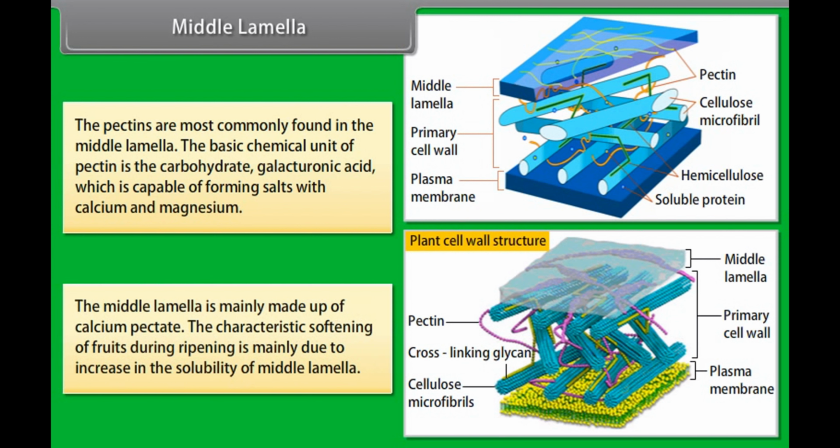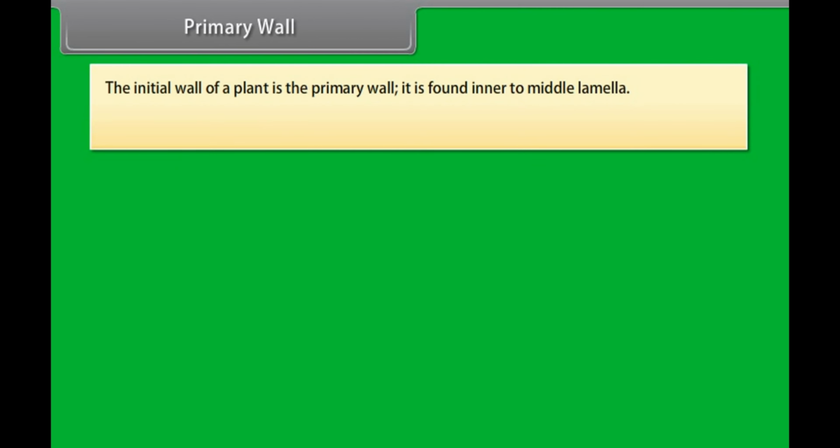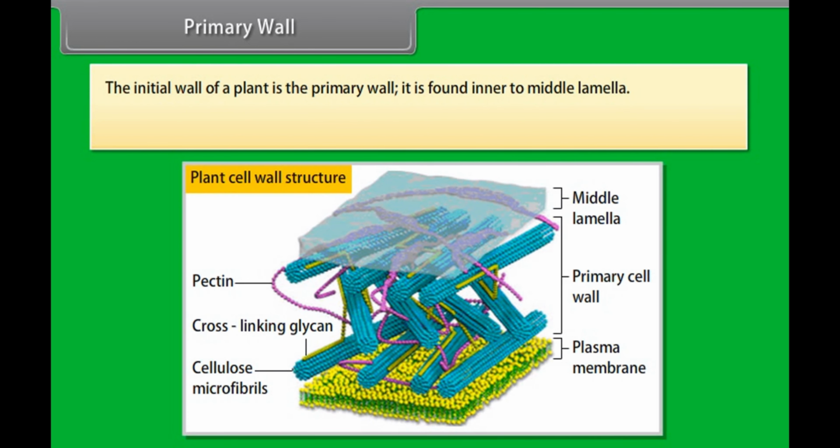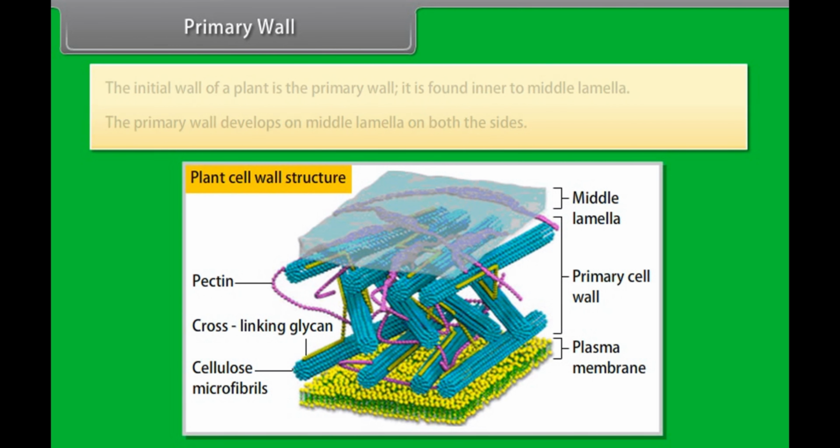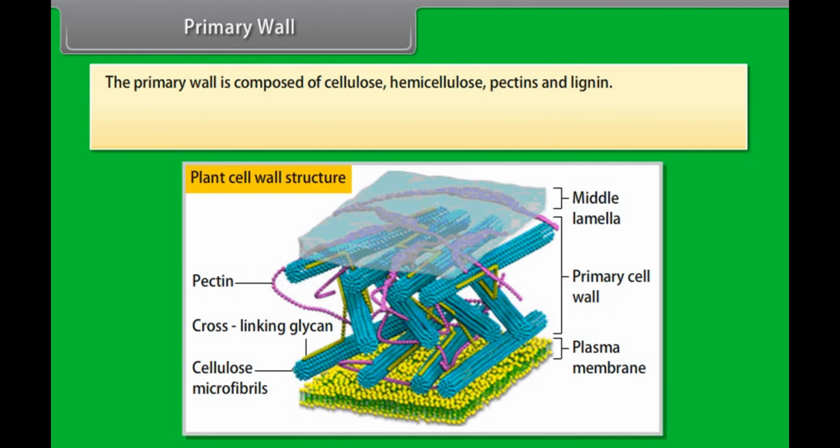The characteristic softening of fruits during ripening is mainly due to increase in the solubility of middle lamella. Primary wall. The initial wall of a plant is the primary wall. It is found inner to middle lamella. The primary wall develops on middle lamella on both the sides. The primary wall is composed of cellulose, hemicellulose, pectins and lignin.